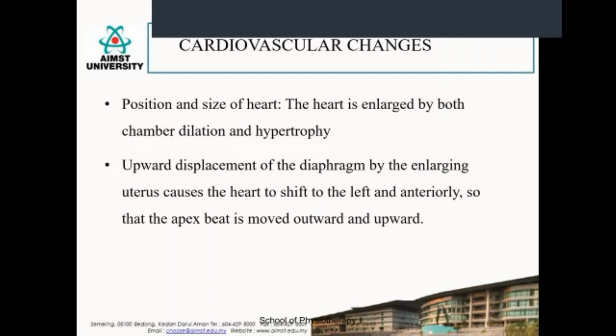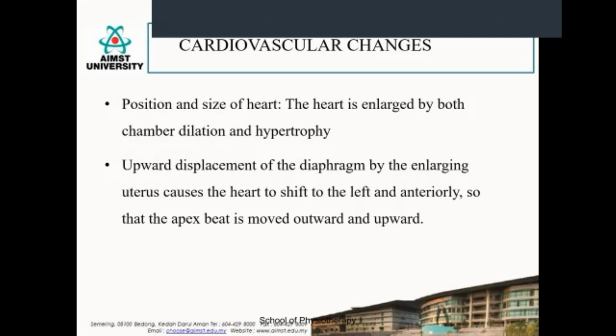Yes, Miss. So next is regarding the cardiovascular system. The first is, as the uterus is ascending upwards, the heart will be pushed upwards. When the uterus passes from the pelvis into the abdomen, the abdomen will get distended. Because of that, the diaphragm will be pushed upwards. When the diaphragm is pushed upwards, automatically the heart also will be repositioned. So this is the first change.